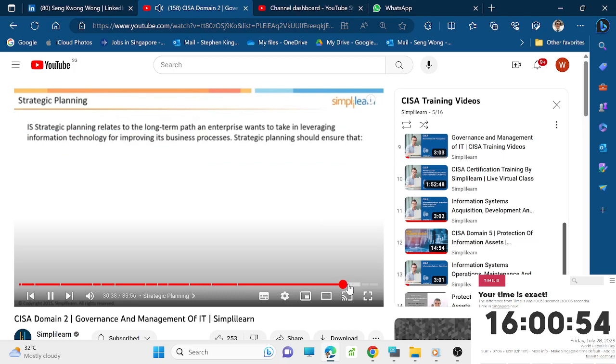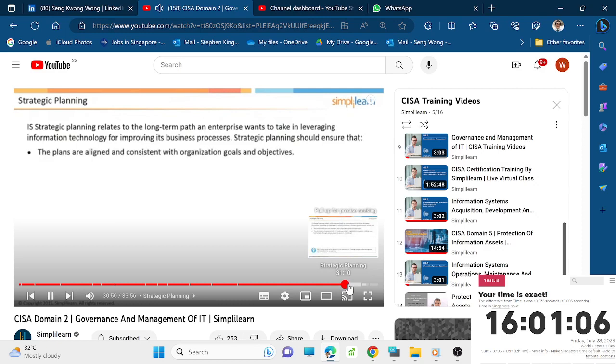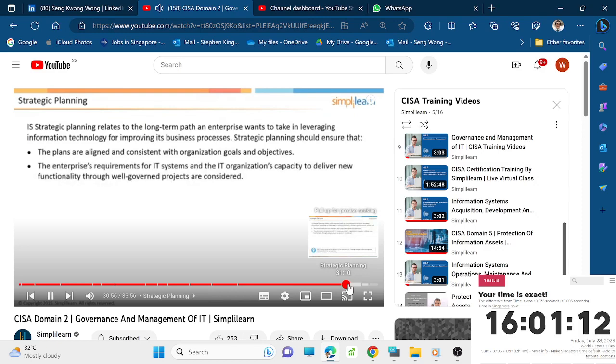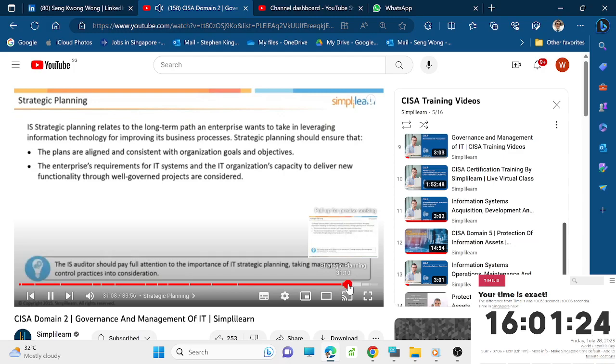Information systems strategic planning relates to the long-term path an enterprise wants to take in leveraging information technology for improving its business processes. Strategic planning should ensure that the plans are aligned and consistent with organization goals and objectives, and that the enterprise's requirements for IT systems and the IT organization's capacity to deliver new functionality through well-governed projects are considered. The CISA candidate should understand and pay full attention to the importance of IT strategic planning, taking management control practices into consideration. Let us look at information security governance in the next screen.